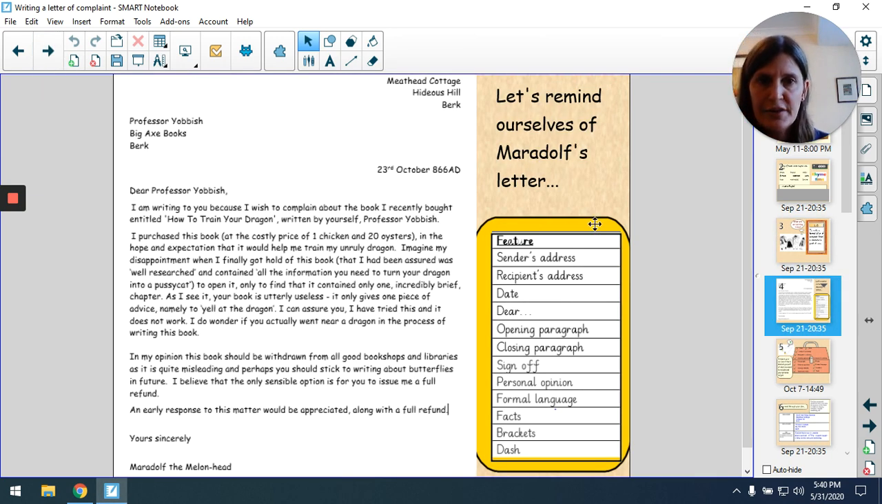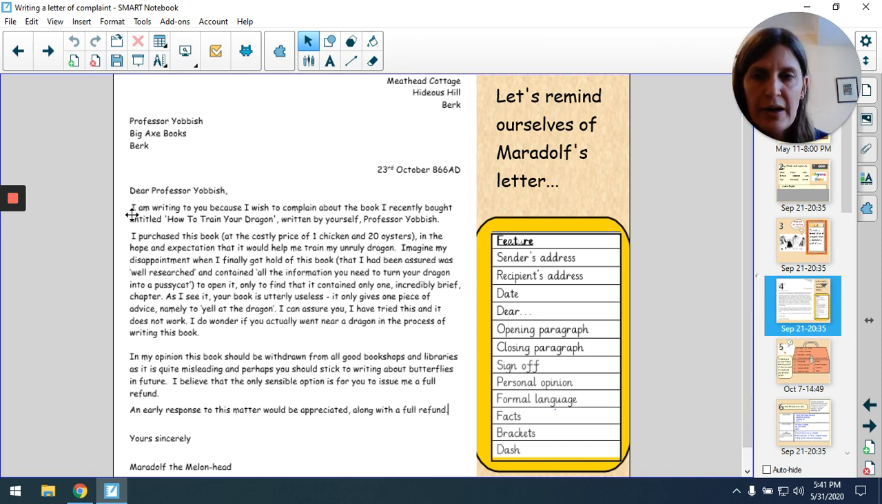So let's just remind ourselves about the layout of Maradov's letter, and I would suggest if you get stuck at any point in time, just pause it, go back, have a look at the layout and your deconstruction and use that to help you set it out. So thinking about the features we need to include, we need to make sure we've got our sender's address here in the right-hand corner, our recipient's address over on the left, the date, who it's to, and we've got to make sure we show really clearly that we've got paragraphs by missing a line.